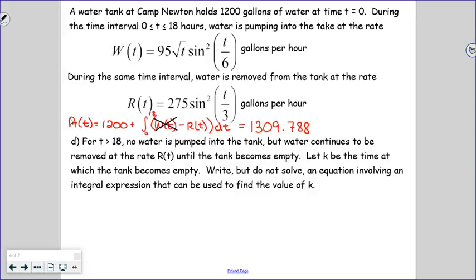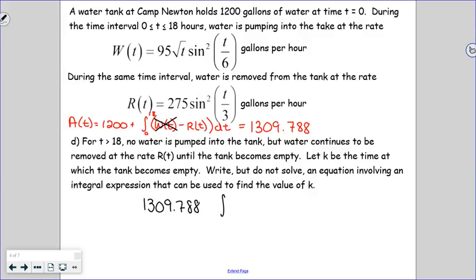So what we can do is now our time equals 0, if you want to call it that, would be how much we have starting at 18 hours, right? So at 18 hours, we've got 1309.788 gallons. Starting then, as we continue to remove water from the tank, we're basically looking at how long is it going to take if we consider that our starting point. So that's at time equals 18, right?